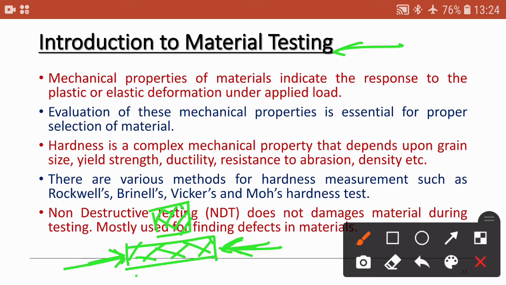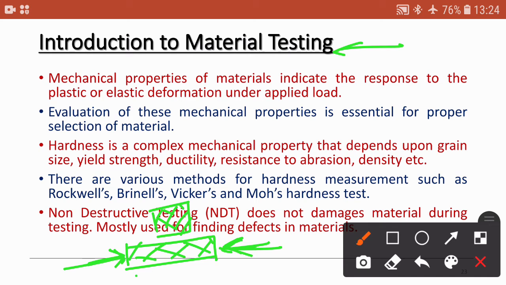Destructive means in this testing the material gets damaged or the material will break or fail after testing. After failure of material we can say that the material fails at this much pressure or this much load or this much stress. So this is destructive type of testing.